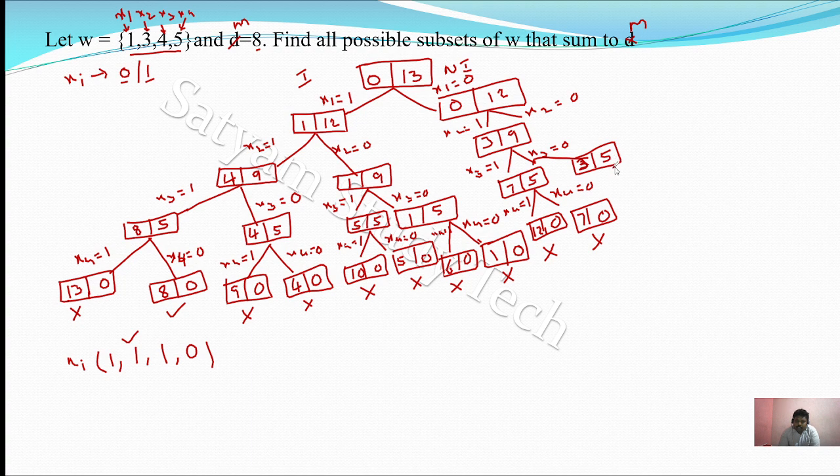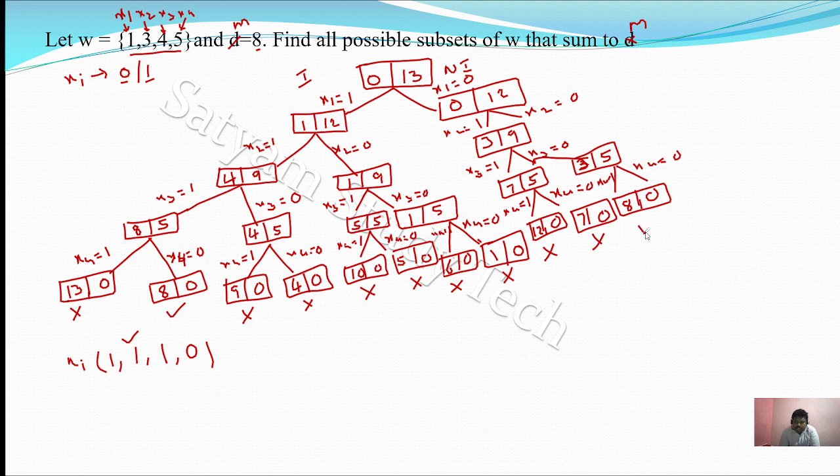Remaining value is 5. Here it is, x4 is included, x4 is not included. So x4 is included. So 3 plus, here x4 value is 5. 3 plus 5, that is 8. So 5 minus 5, that is 0.